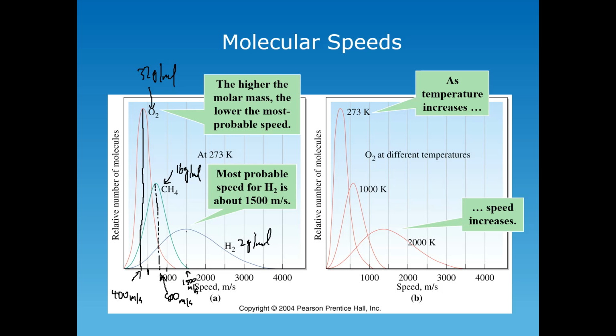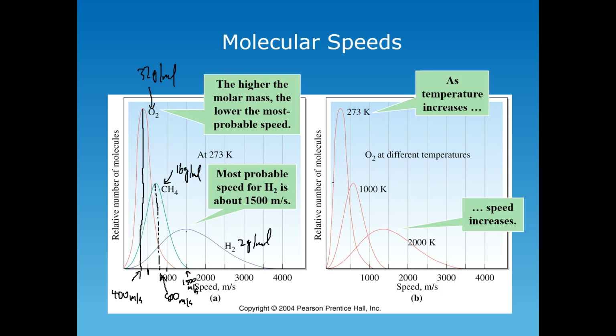So therefore, we see a pattern here. As the molar mass increases, the root mean squared speed decreases: from 1,500 in the case of hydrogen to 800 in the case of methane, and then finally to 400 in the case of oxygen, all right? So that's basically how the root mean squared speed varies with the molar mass.